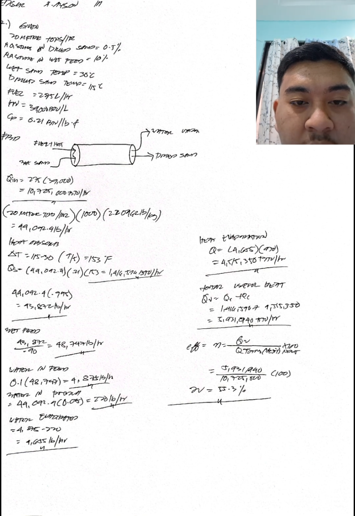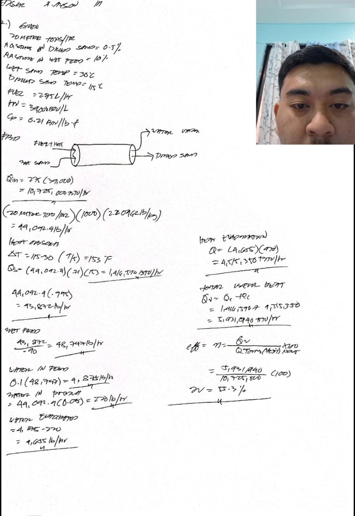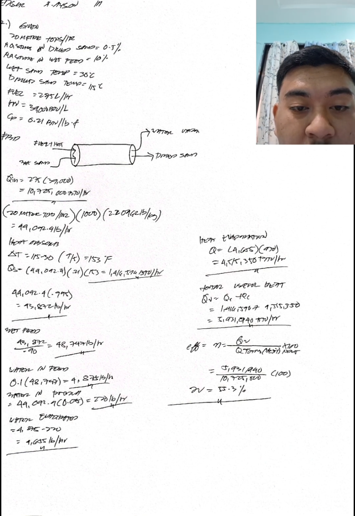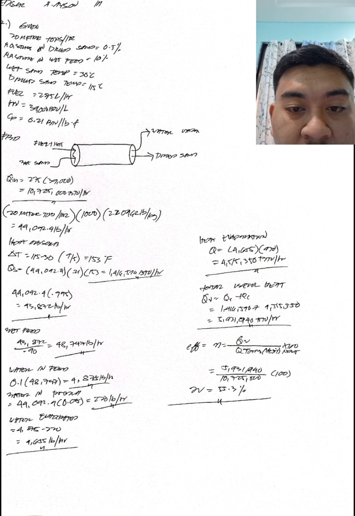48,747 pounds, which is equal to 4,875 pounds per hour. So the water remaining in the product is 44,092.4 multiplied by 0.05, so we get the answer of 220 pounds per hour. So therefore, the water evaporated is equal to 4,875 minus 220, which is equal to 4,655.